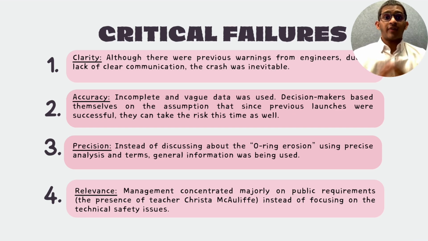Second, there was a failure of accuracy because there was already evidence that the O-ring was damaged in earlier scenarios, but instead of treating it as a serious warning, decision makers just assumed everything would be fine since no disaster had happened before, and it was not going to happen again. This is actually known as normalization of deviance, where small problems slowly become accepted as normal.